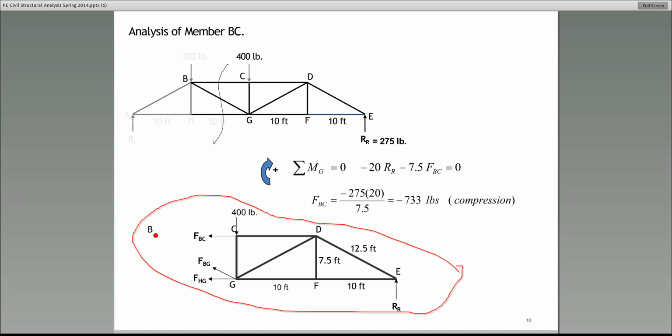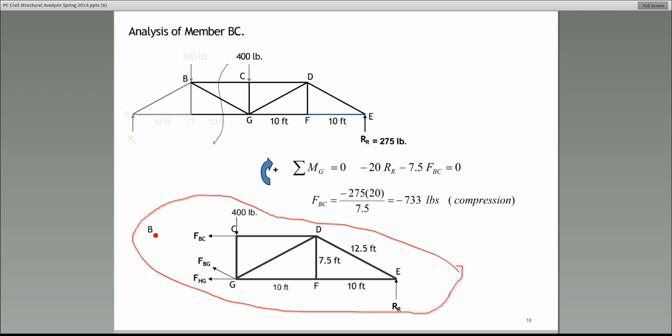If you do it correctly, you will find the right answers. However, there are a couple of things I need to tell you. In this case, since I'm using the segment of the truss to the right of the cut, there are a few things that you need to pay attention to.